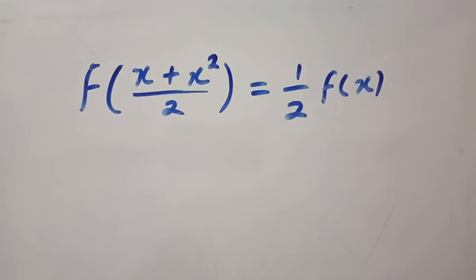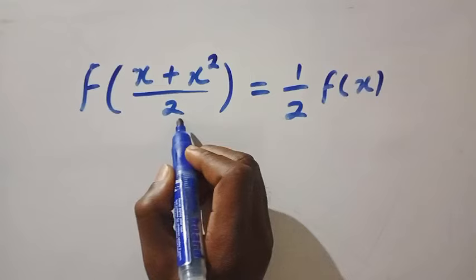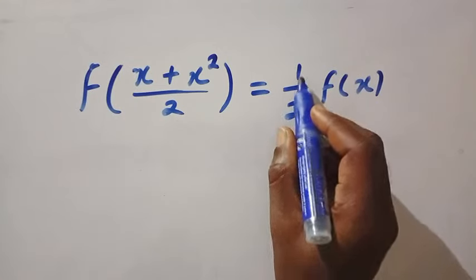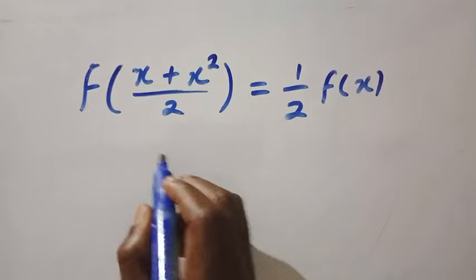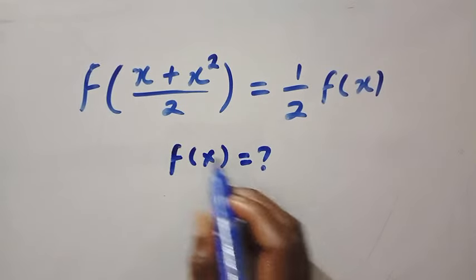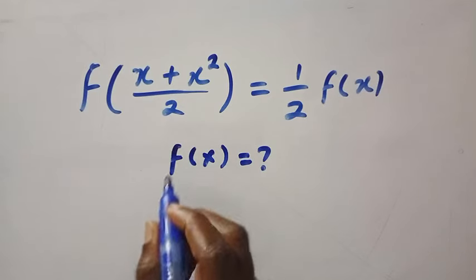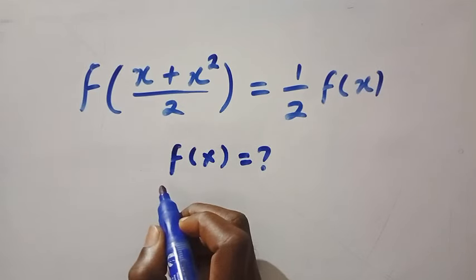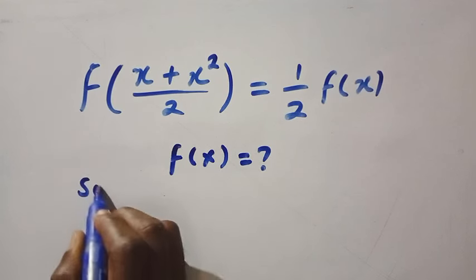How to solve these nice functional equations? f of (x plus x squared over 2) equals 1 over 2 f of x. We want to find f of x for all x in this domain. Before we try this, you can just give it a try in the comment box. So let's get into it.